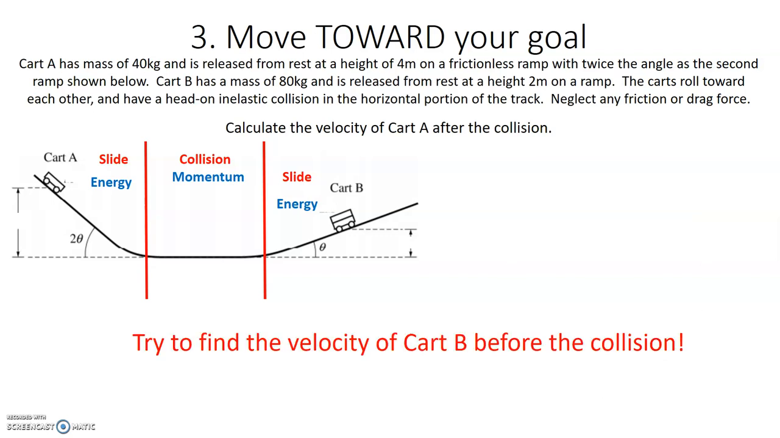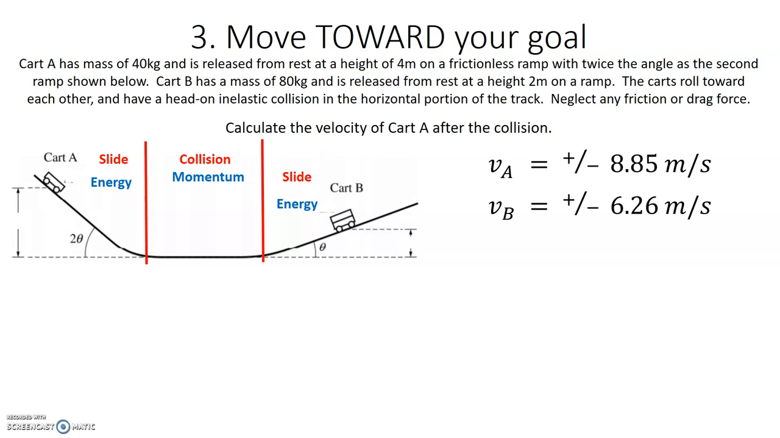So since we're trying to move towards our goal, probably the best idea next would be to do the same thing for cart B, to figure out what the velocity of cart B is before they hit down at the bottom. So take a second to figure out the velocity of cart B as it hits the incline.